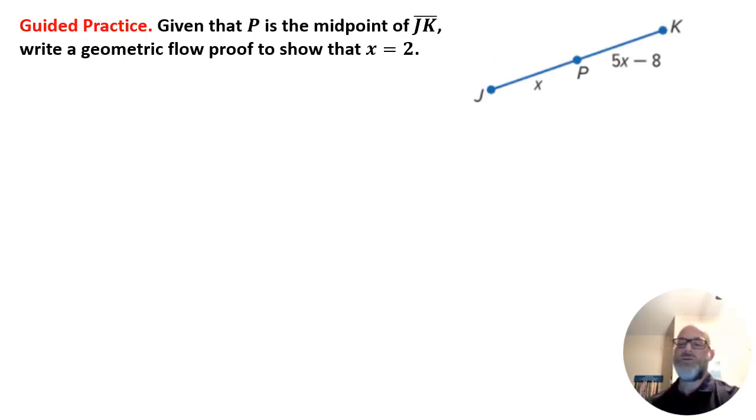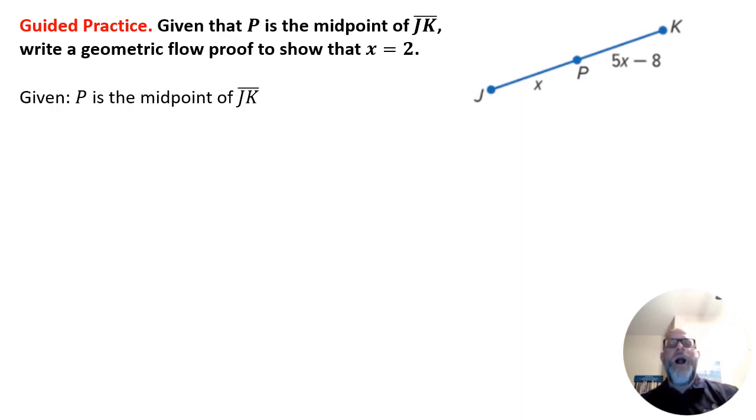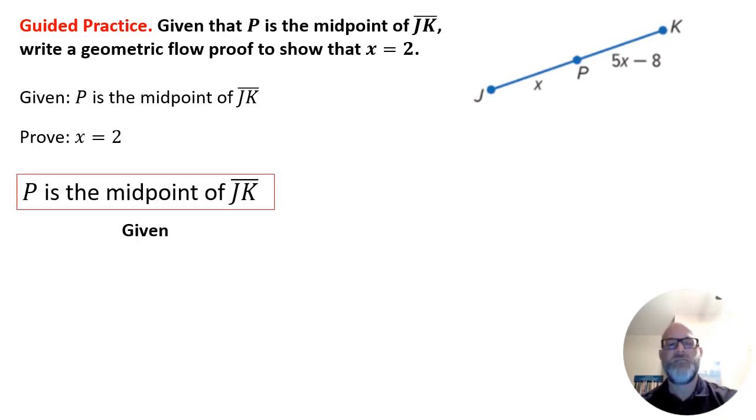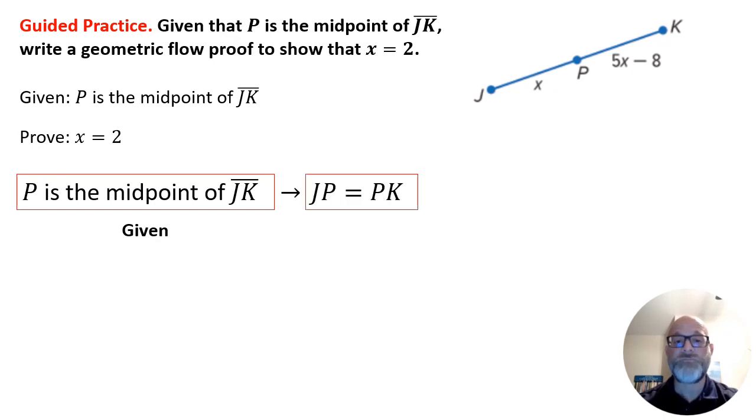All right, let's try one more. Maybe try it on your own. Maybe try it with me. Your choice. Given that P is the midpoint of line segment JK, write a geometric flow proof to show that X equals 2. All right. Given P is the midpoint of line segment JK, prove that X equals 2. What's our first little bit here? The given. What is the given? P is the midpoint of line segment JK. Now, what's our next step? Just like before. Yeah, based on the definition of midpoint, we can say that JP equals PK. No problem. What's our next move?